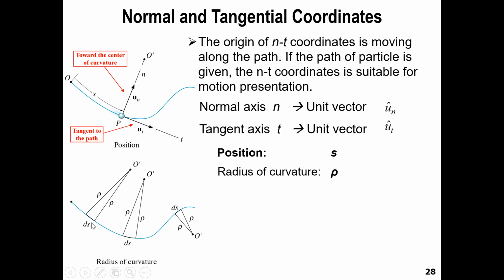The radius of curvature at any time, where you have a small ds, looks like a part of a circle. You see, where this is sharper, you get a smaller rho. Where it is flatter, you get a larger rho. And even the center of curvature changes as you move. That's how the geometry works. Any question about the geometry?